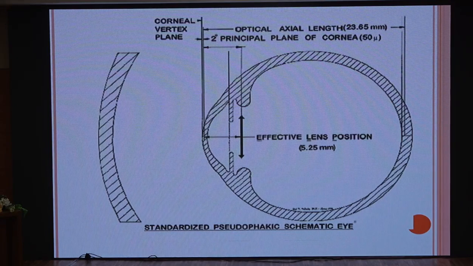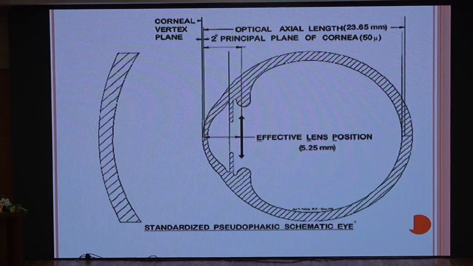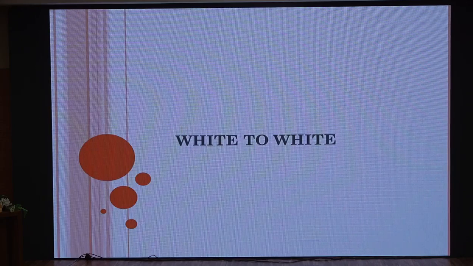So this is a pseudophakic eye, where we have to estimate, because a little bit of movement of the lens, either anterior or posterior, can give us inaccuracies in the calculation of the IOL power. That is why I said the ELP has become very, very important for accuracy in the IOL power. And another parameter which is considered when using the optical biometers is wide to wide.